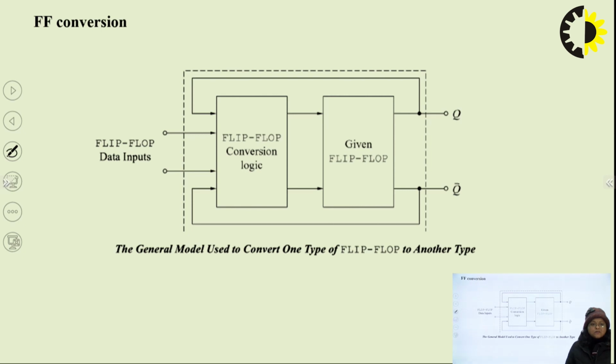Now we move towards conversion of flip-flop. How do we convert one type of flip-flop to another? Simply, if we have to convert flip-flop 1 to flip-flop 2, we write the characteristic table of the second flip-flop and excitation table of the first flip-flop, merge these two tables, find out the K-map of output terms and connect the flip-flop. So given flip-flop, then the flip-flop conversion logic which we derived from K-map, and the complete circuit.